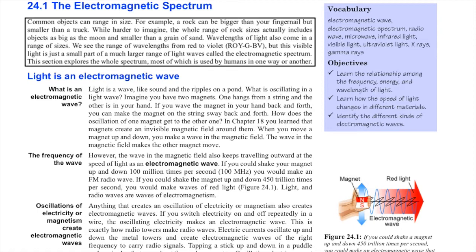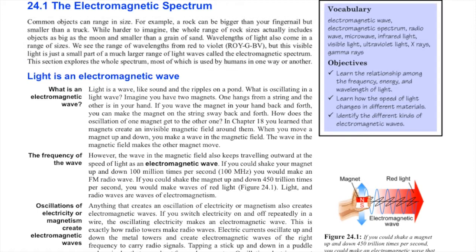Wavelengths of light also come in a range of sizes. We see the range of wavelengths from red to violet, ROY G. BIV, but this visible light is just a small part of a much larger range of light waves called the electromagnetic spectrum. This section explores the whole spectrum, most of which is used by humans in one way or another.